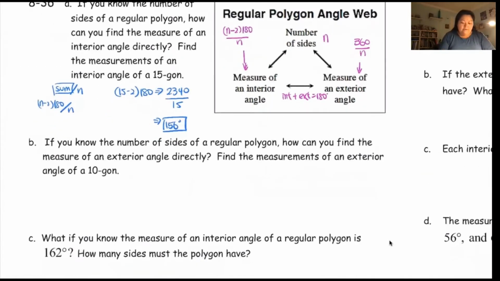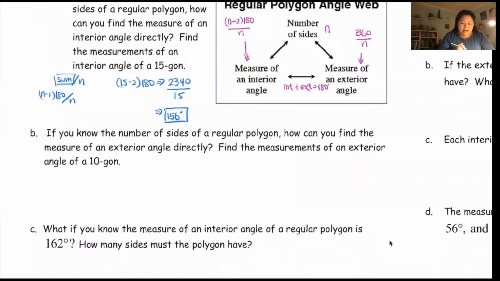All right, if you know the number of sides of a regular polygon, how can you find the measure of an exterior angle directly? Well, we have, again, the handy dandy formula that is to take 360 divided by the number of sides. That's each exterior angle. Okay, find the measurement of an exterior angle of a decagon, right? So for a decagon, you take 360 divided by 10, then each angle measures 36 degrees. So that's two parts of the question.